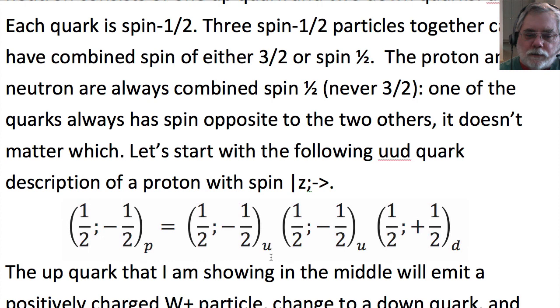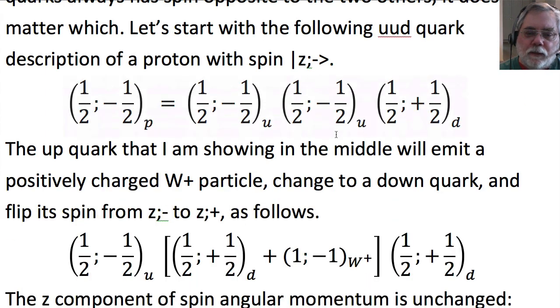So the proton consists of 3 quarks, an up, an up, and a down, and I'm saying that their z components of spin are minus 1/2, plus 1/2, which sum together to be minus 1/2 of the original proton. Now the up quark that I'm showing in the middle, I'm saying that it's the one that will emit a positively charged W particle, and that will change it from an up quark to a down quark, and also flip its spin from z minus to z plus as follows. The first up quark is unchanged, the third down quark is unchanged, but the middle up quark changed to a down quark, it flipped its spin, and it emitted a W plus particle.